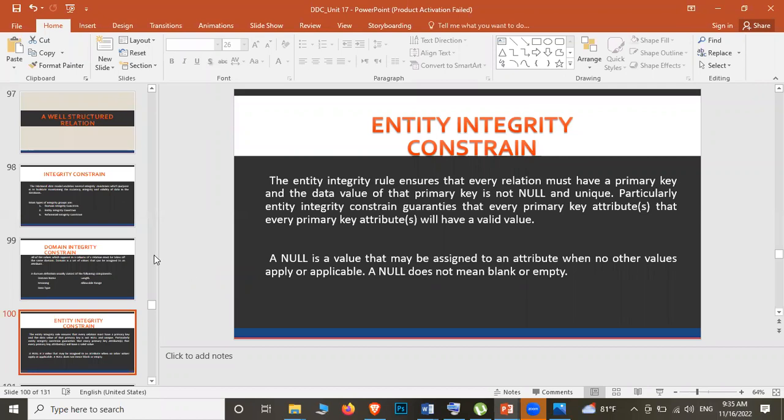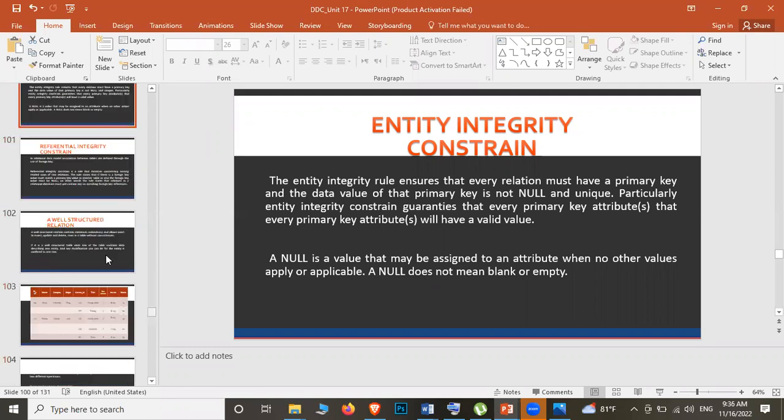All the fields will have a value. Okay, there won't be even a single column or cell which won't have a value. All the cells will have a value. Okay, so not null is the entity integrity constraint.